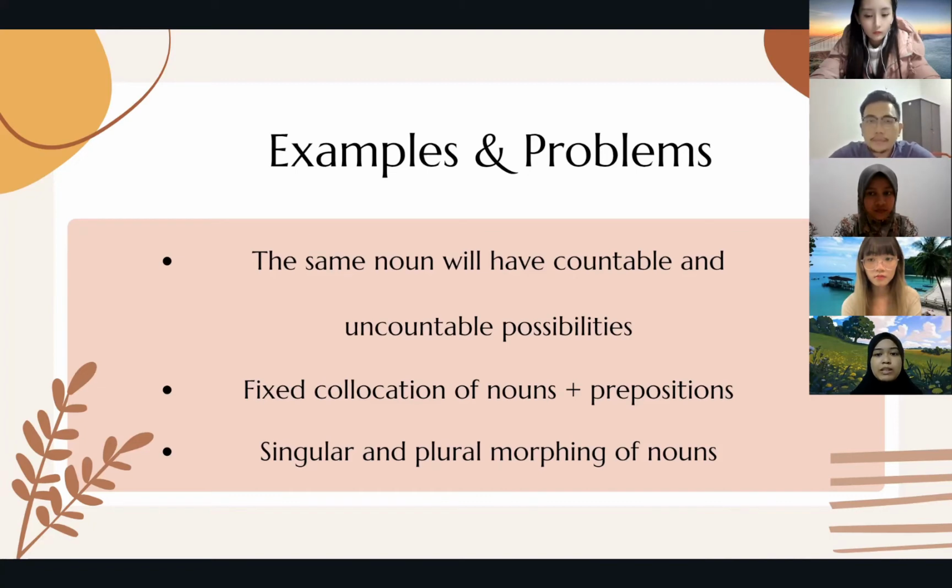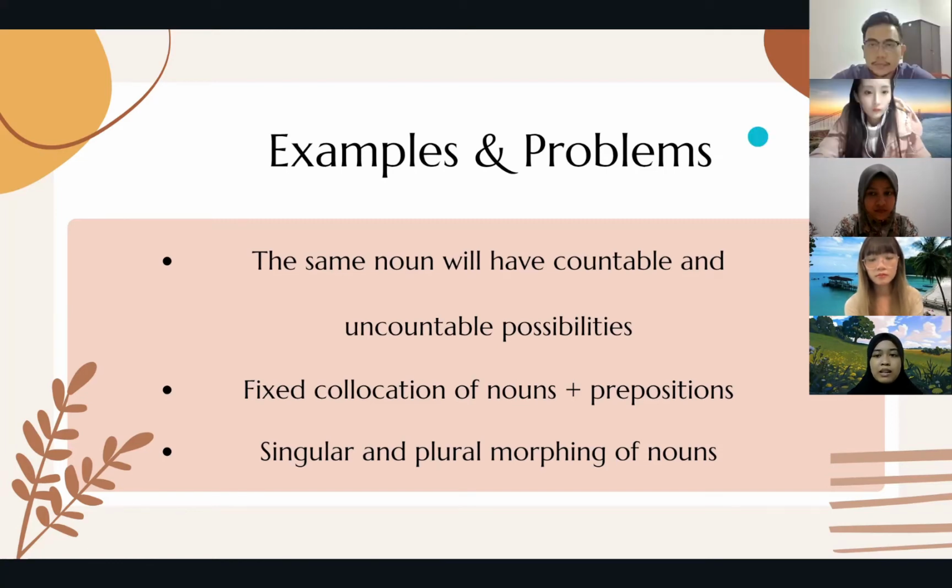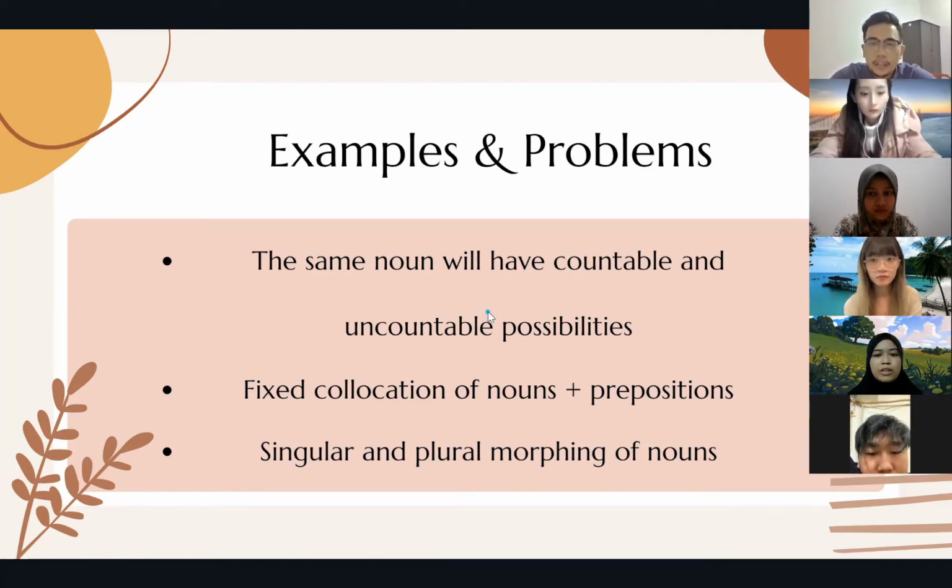Another problem that students face is with fixed collocation of nouns with prepositions. For instance, words like difference between, affection for, events in, and so on are some problems that students have difficulties to memorize and understand. And last but not least, singular and plural nouns are also something that students have difficulties with. Some nouns can be morphed in different ways when they change to plurals. Most learners are used to adding the letter S in plural form, but not all plurals end with the letter S, as there are many variations in plural form.